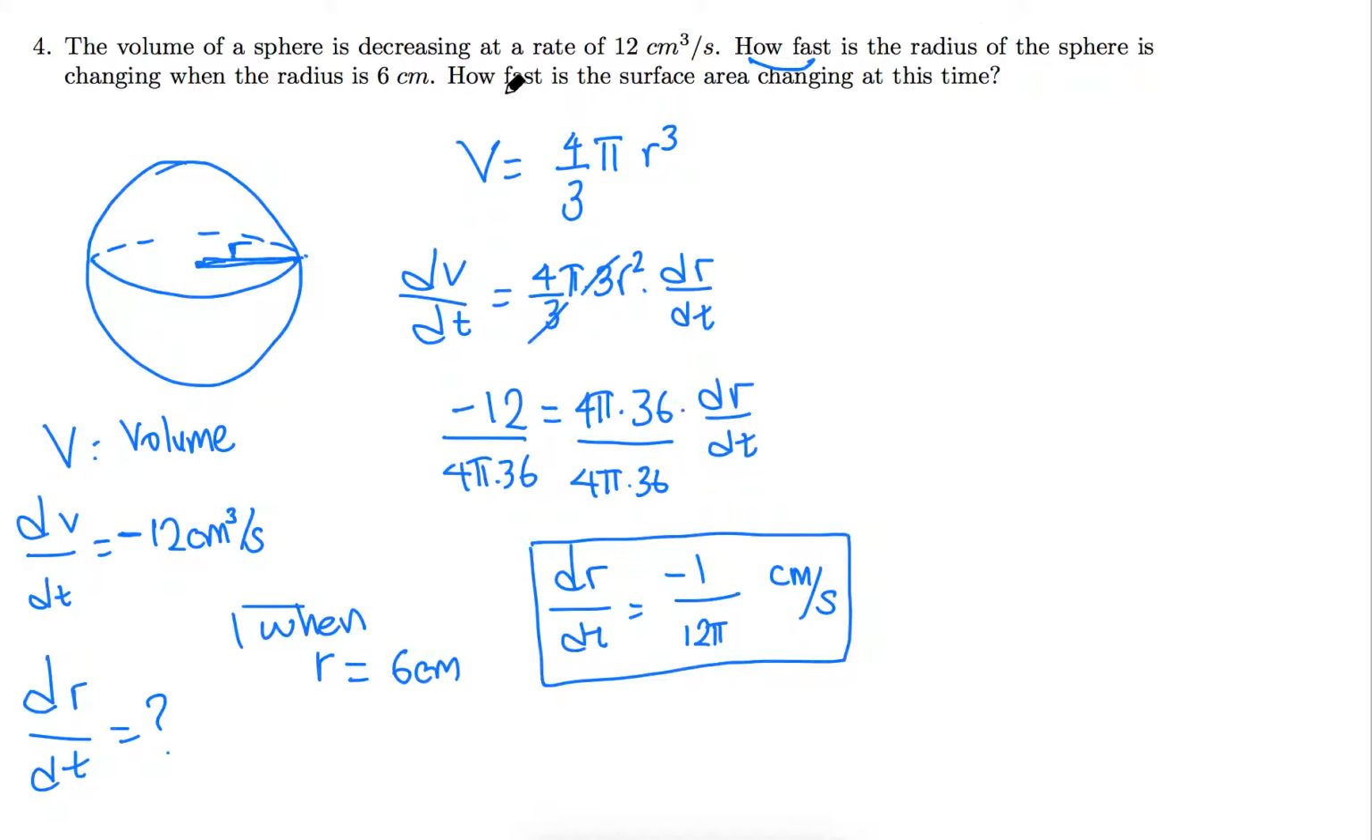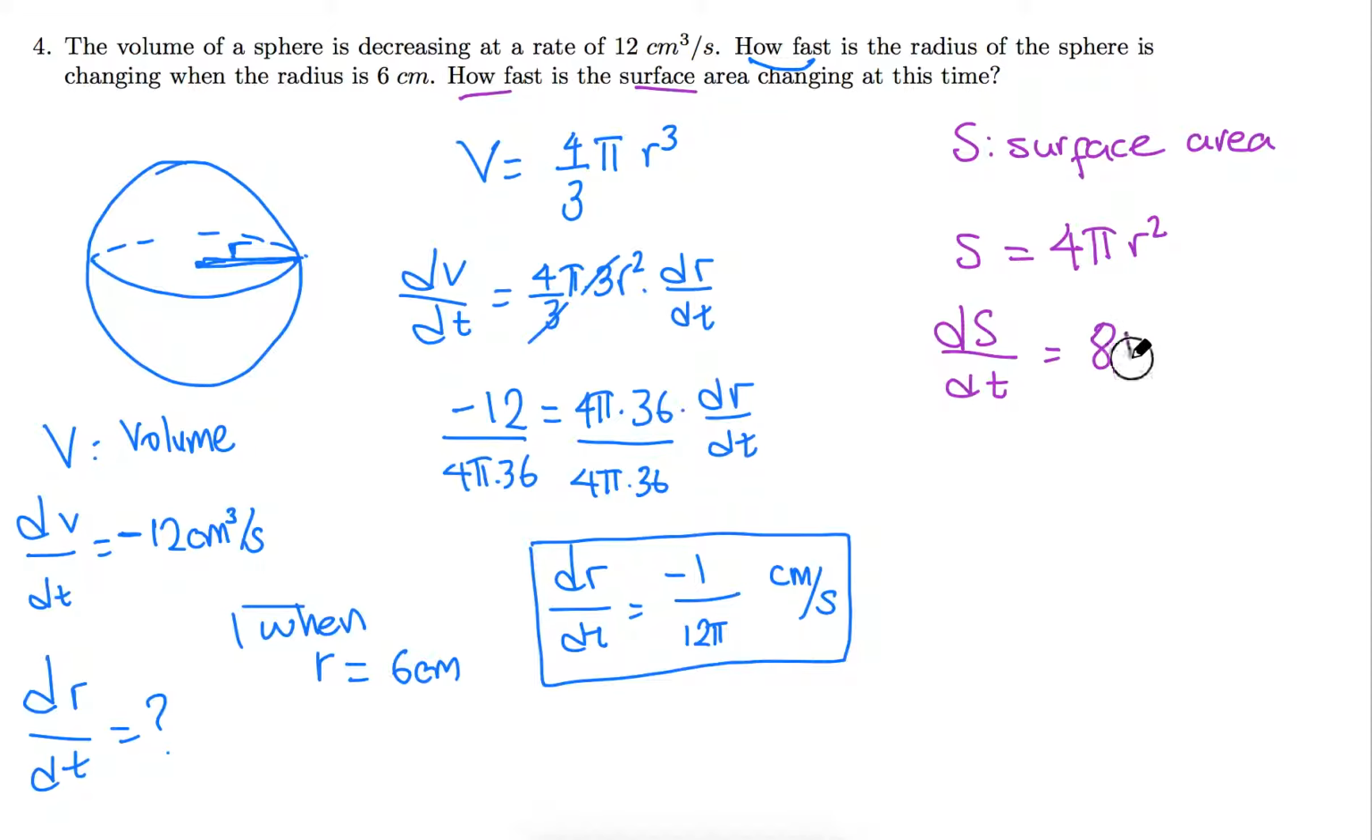For the second part, we're looking for how fast the surface area is changing at this time. So let's say S denotes the surface area. We have a formula for the surface area of a sphere, which is 4 pi r squared. So let's find the derivative of this equation. We are looking for dS over dt. The derivative of this equation here is 8 pi times r times dr over dt.